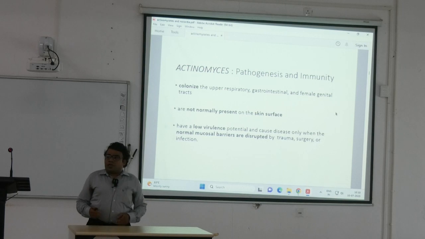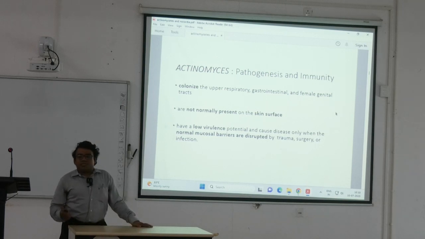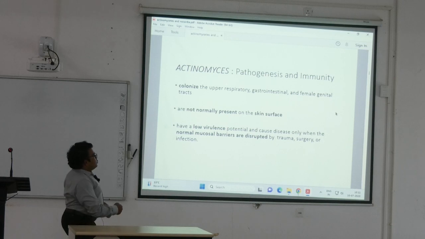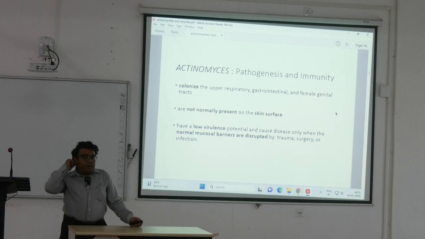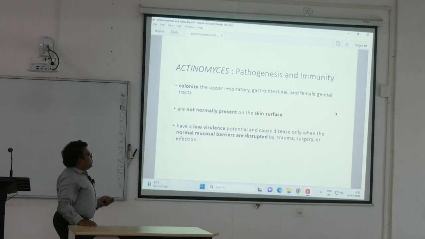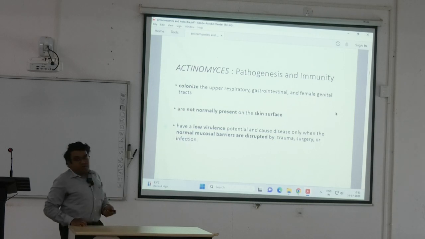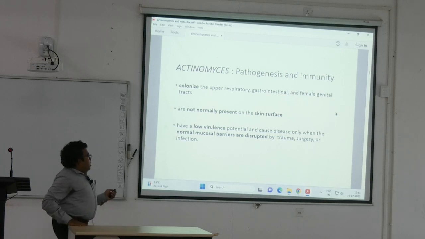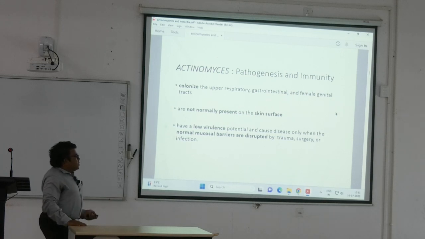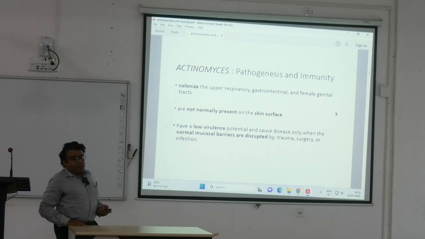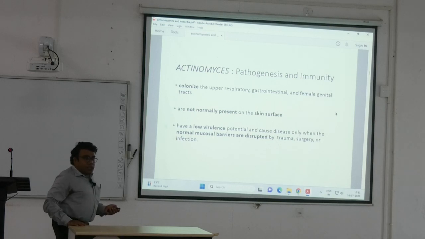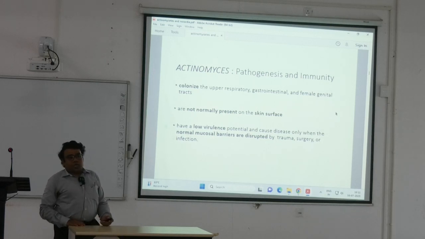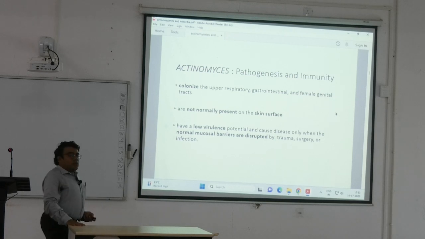Now, where are these organisms generally present? I have already said they are part of the commensal flora. They are associated with the upper respiratory tract, that means mouth, oral cavity, and paranasal sinuses, the gastrointestinal tract, and more importantly, the female genital tract. They are not present on skin surfaces. If they are not present on skin surfaces, how do they enter into the body? If the normal mucosal barriers are disrupted, it could be due to trauma, it could be due to surgery, or it could be direct inoculation. Understood?